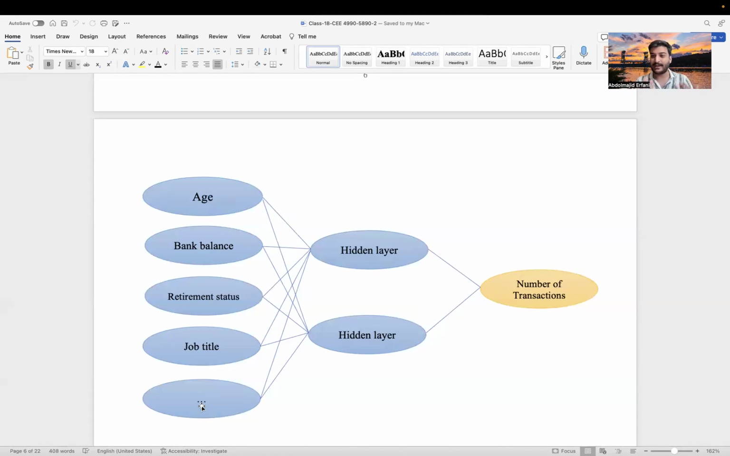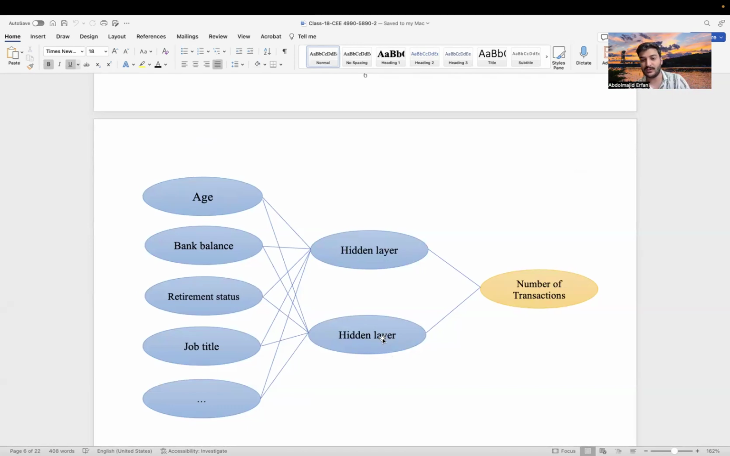But now in this neural network setup, you can understand and capture the interaction between the features. Why? Because all of the features are connected to the new node in the next layer, whose number is calculated based on these numbers. So I mix the age, the bank balance, retirement status, job title, and get one number here. I get another number here.